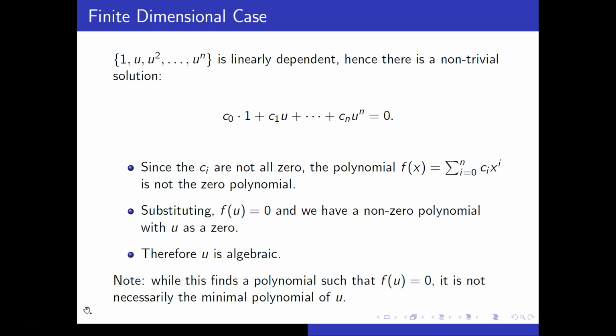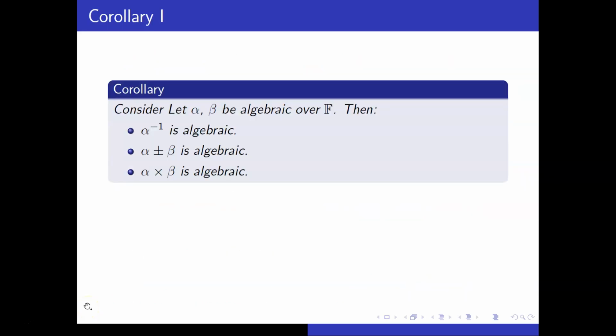Okay, so that gets us there. We started with an element u, we have found a polynomial for which it is a 0, hence it has to be algebraic. So every finite extension is automatically algebraic. Now, that in and of itself gives us some very strong results. In particular, if you take 2 elements, alpha and beta, that are algebraic, then algebraic is a nice property. If I take an inverse of one of those, it'll be algebraic. Their sum, their difference, their product, again, all algebraic.